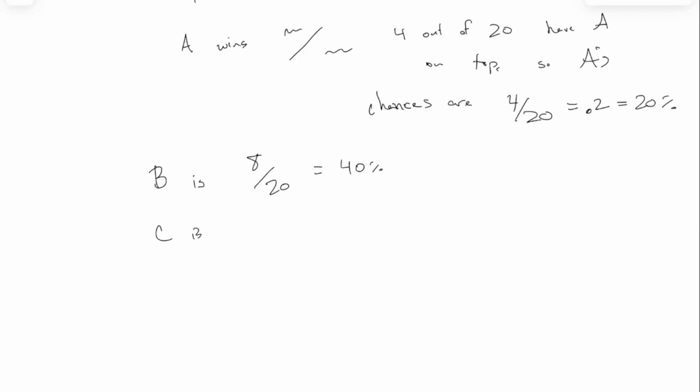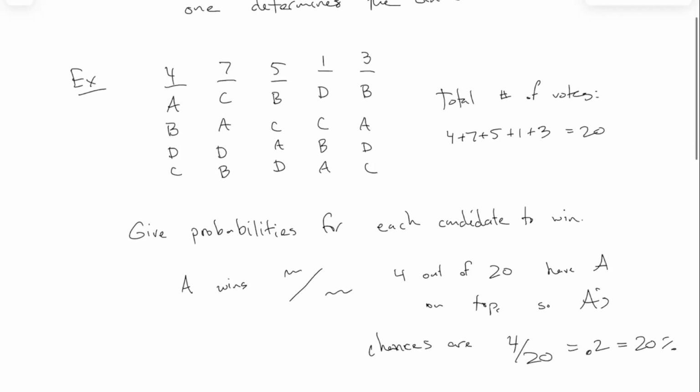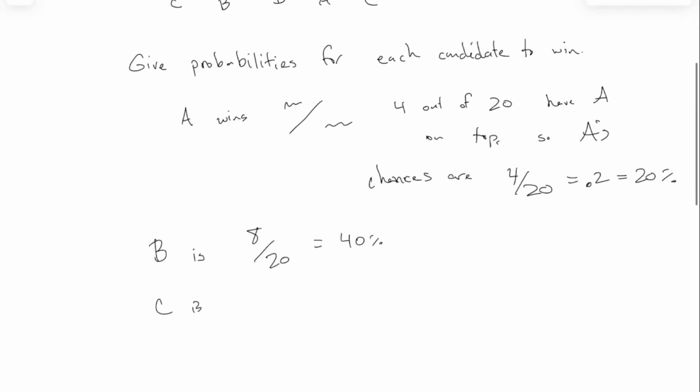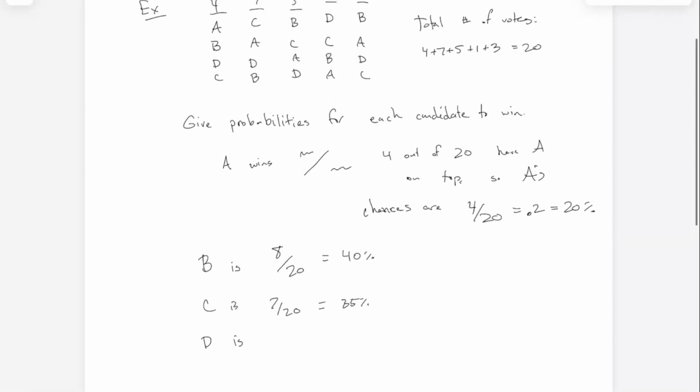Anyway, C is going to be 7 out of 20, because I have 7 votes for C. All right. This, if you do the numbers, is 35%. D is going to be how many for D? 1. 1 out of 20. That's 5%. All right. And that's it. Those are my answers.